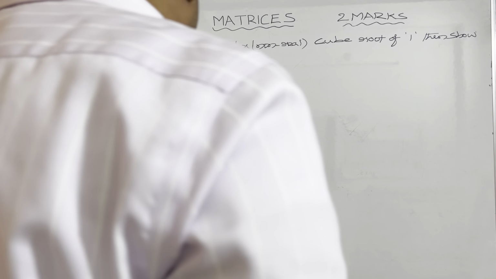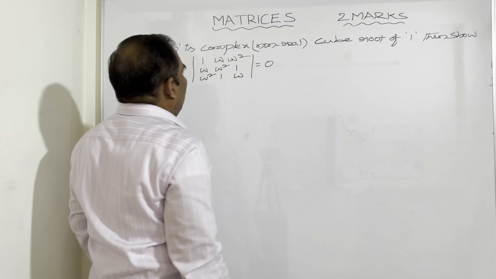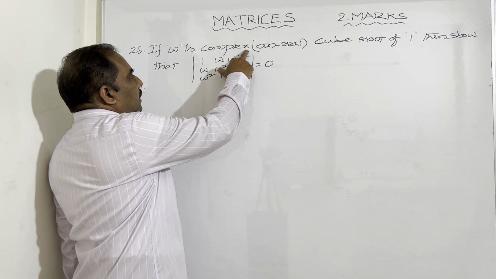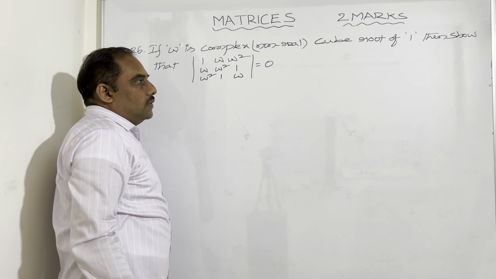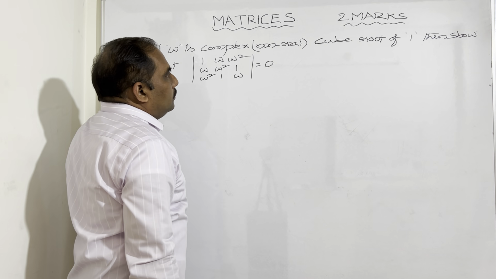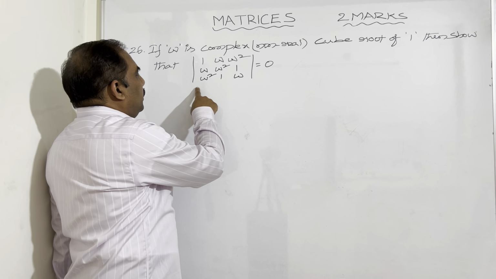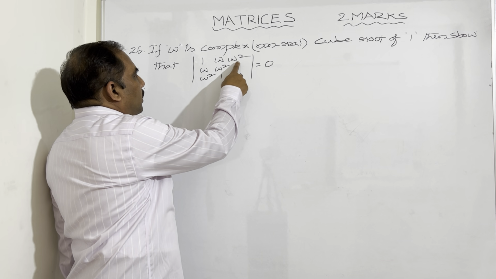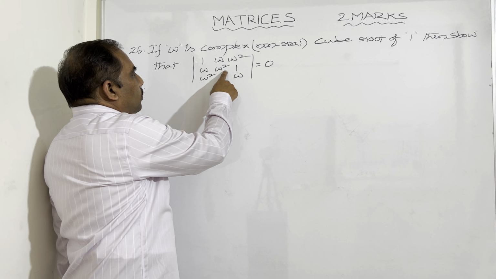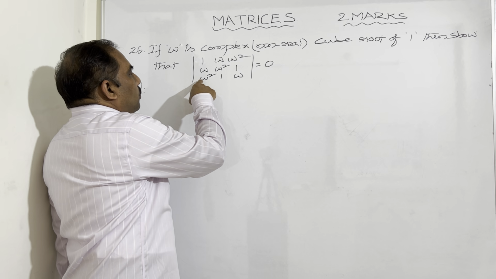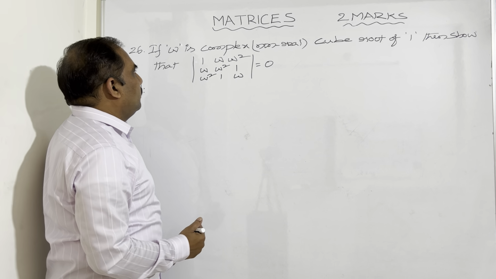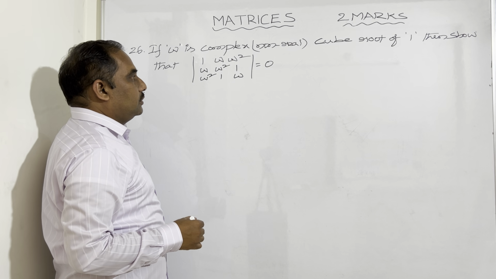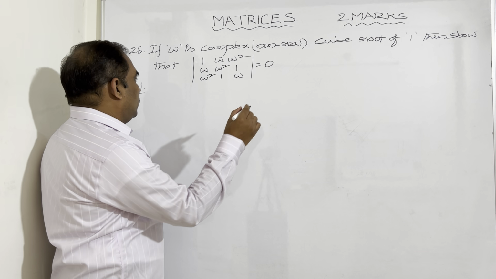The next question: if omega is a complex, that means non-real, cube root of unity, then show that the determinant of [[1, omega, omega square], [omega, omega square, 1], [omega square, 1, omega]] is equal to 0. See what is given here, a very important problem. This is many times repeated in the examinations.